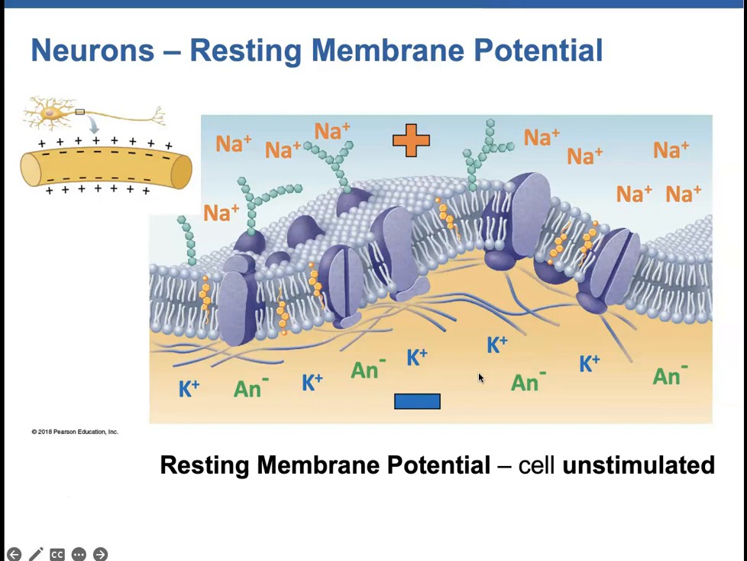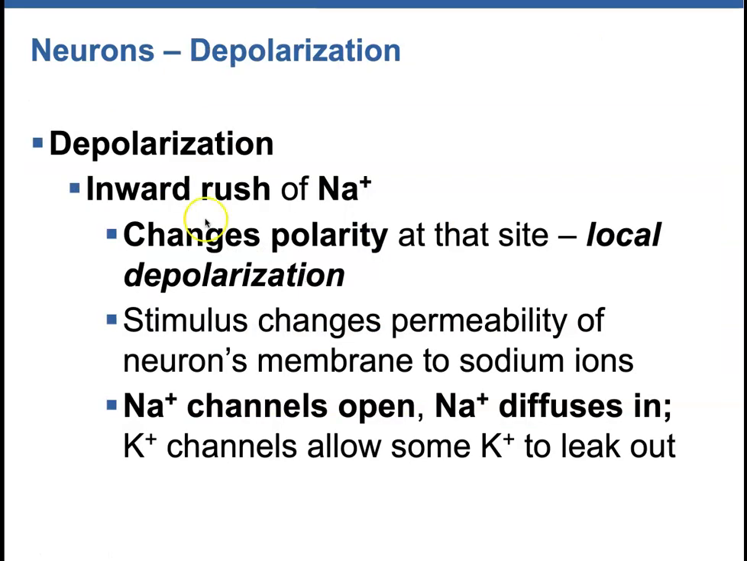Now when you want the polarity to change, which means the outside will become negative and the inside will become positive, we have to do something to the cell membrane. We have to stimulate it. So what's going to happen is we have this thing called depolarization. Depolarization means you're going to get an inward rush of sodium ions. And when that happens, you are now depolarizing and changing the inside of the membrane to more positive.